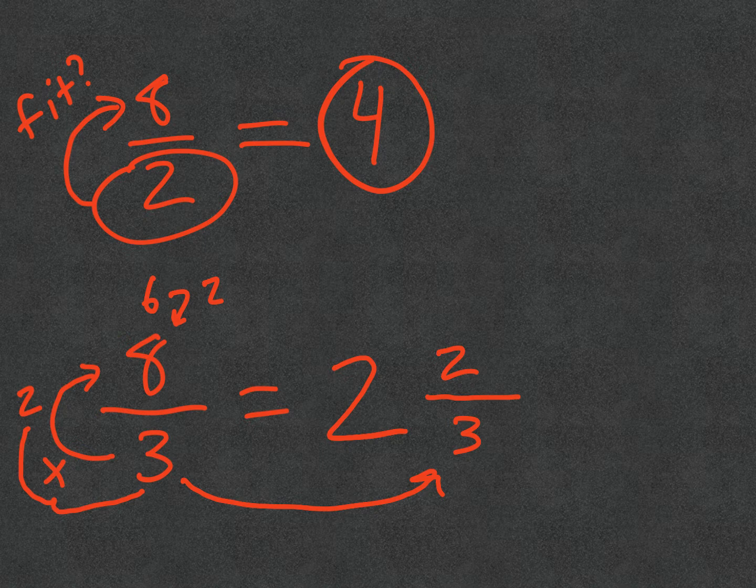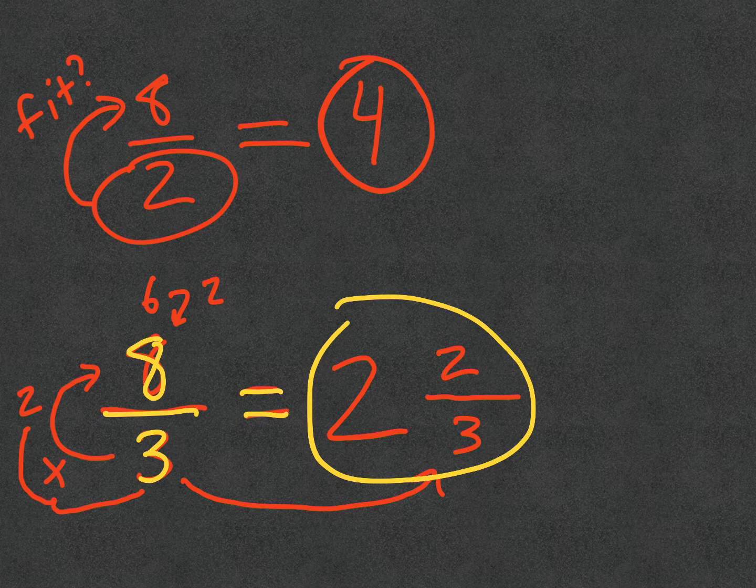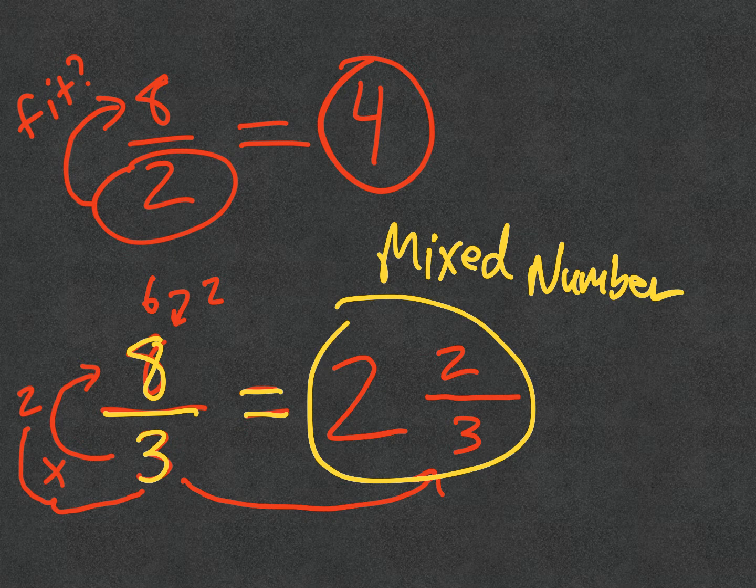Okay, and so what I've just done is I've turned 8 over 3 into a mixed number. This is called a mixed number, because it's a mixture of a whole number 2 and a fraction. So that's why it's mixed.